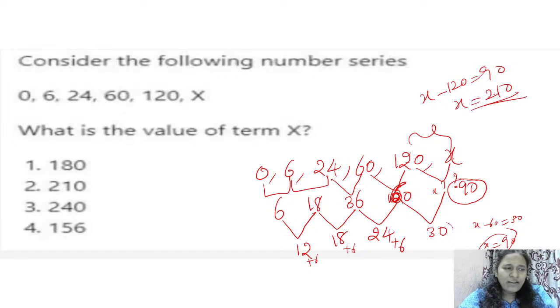210. Please try to understand by yourself. I am clearly explaining. This is the logic behind this question. Same logic. The answer is 210. We are doing backtracking. First we did the difference between these two. Then we did the difference between the differences. Then finally we came up with our answer.